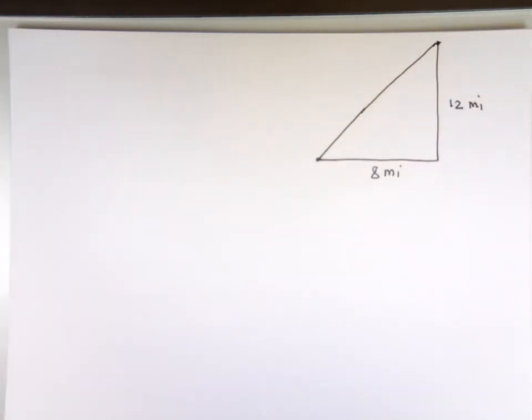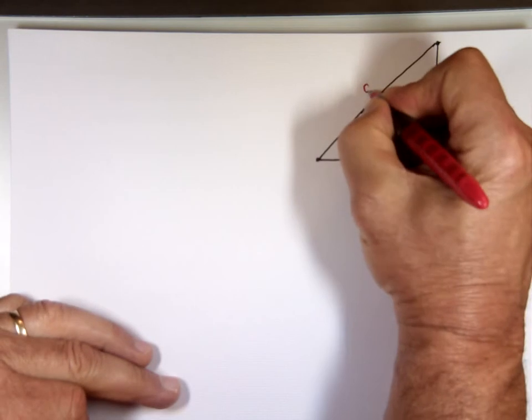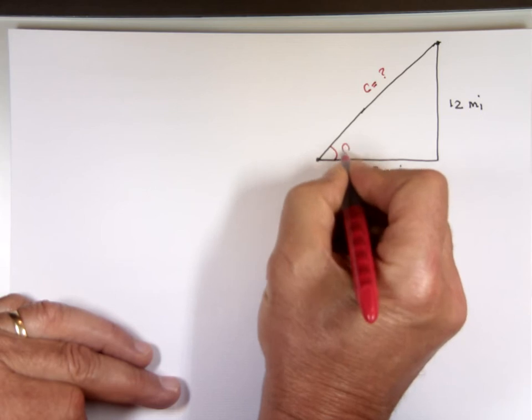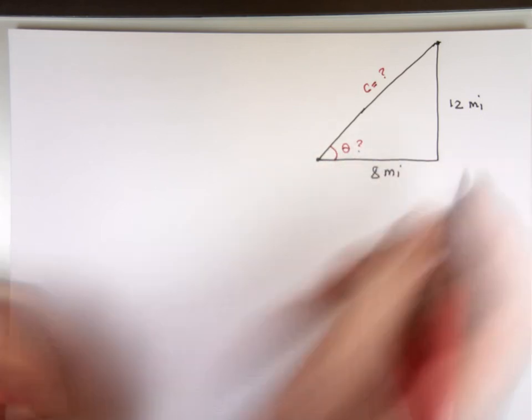So what is the length of that distance? How far the pilot has to go? And what heading? Assume there's no wind. What's that angle?